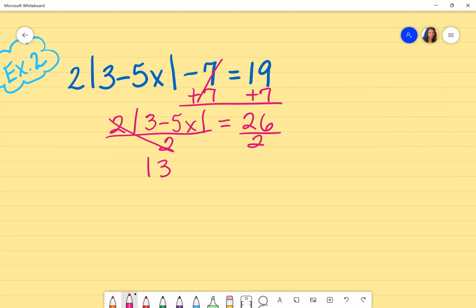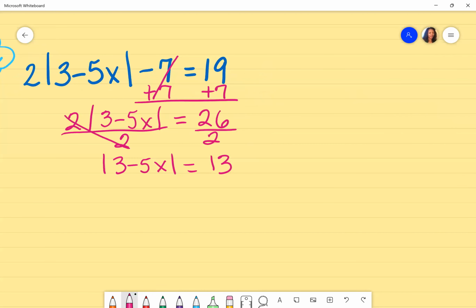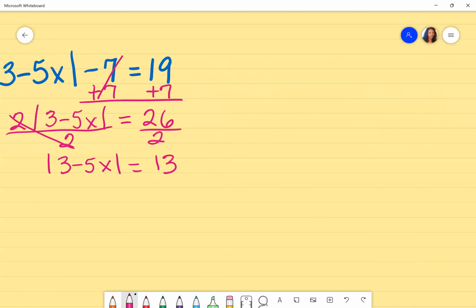And I am left with the absolute value of the quantity of 3 minus 5x is equal to 26 divided by 2, which is 13. So at this point, I have my absolute value by itself. It's isolated on one side. So I'm going to create another equation. The absolute value of 3 minus 5x is equal to, this time, negative 13. And then again, I'm going to solve for x.